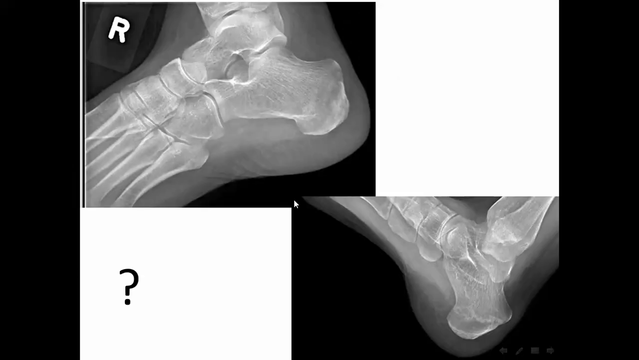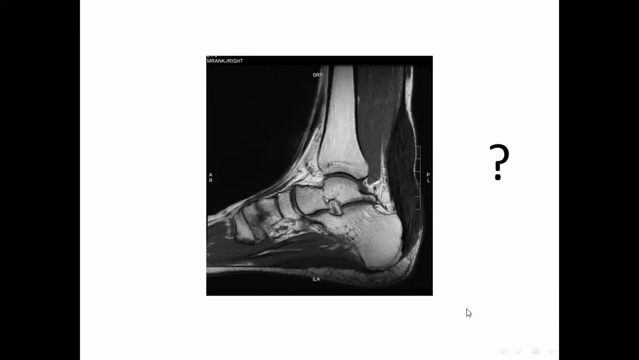Here, what is this? Remember that some stresses can occur, and a stress fracture appears due to condensation of bone like this. This is a stress fracture of the calcaneum. And here we have the large fusiform swelling of the Achilles tendon. No history of trauma, so this is the xanthoma.